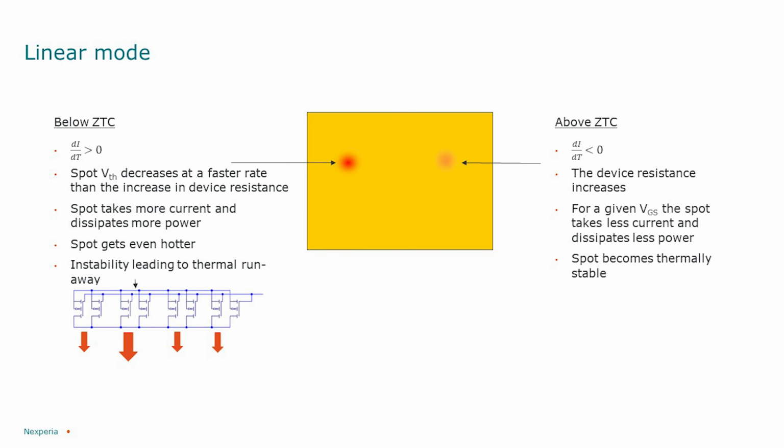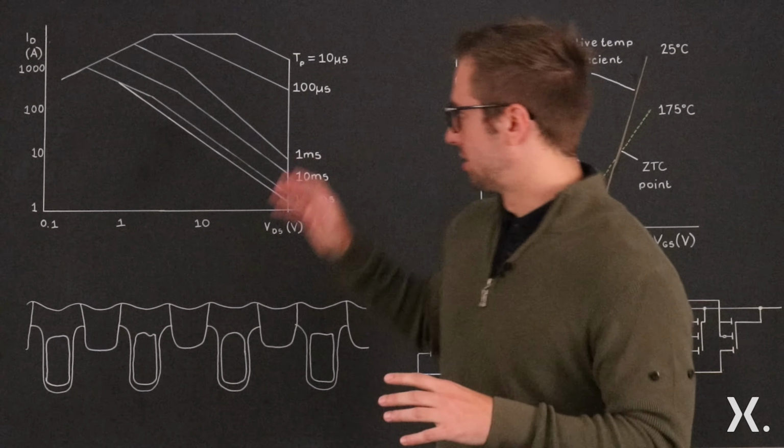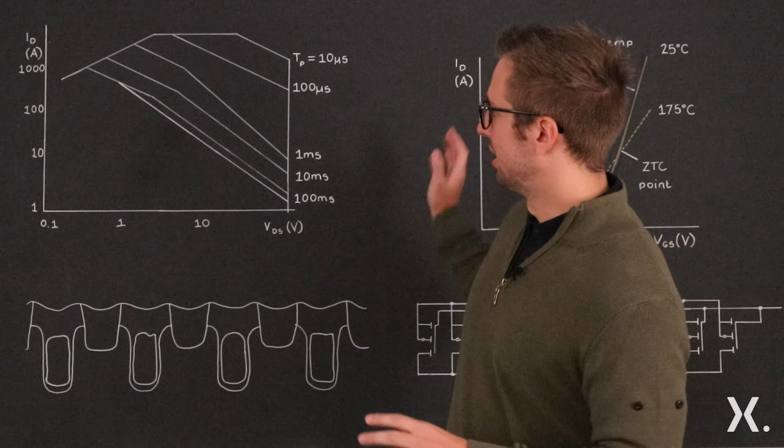Another side is where you have the negative temperature coefficient. So as the temperature goes up, the current goes down and you're inherently in a more stable area and there won't be a hotspot building up. So that explains on a silicon level what's happening here.